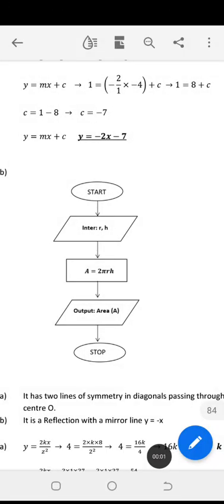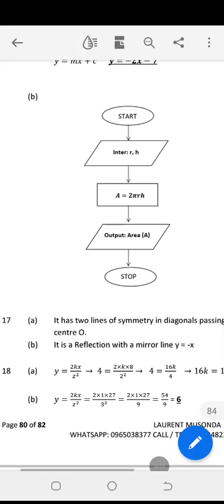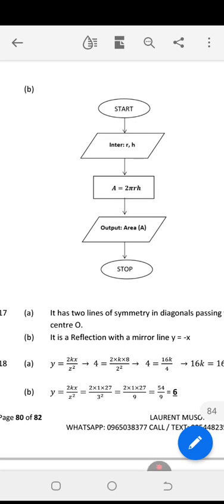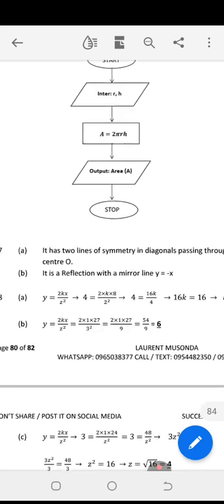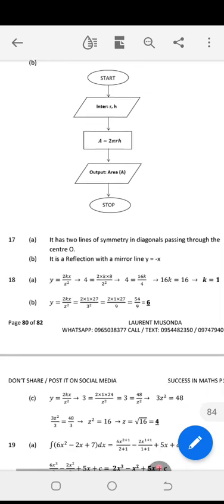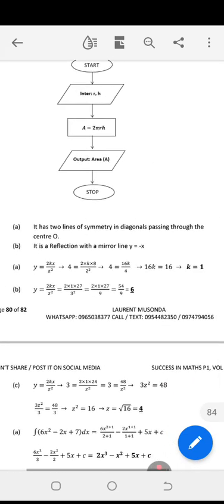For the over, write a forward slash. For multiplication, write a star. Then the last one is to output, and that's it. Then you stop. Question number 17, they are talking about lines of symmetry.